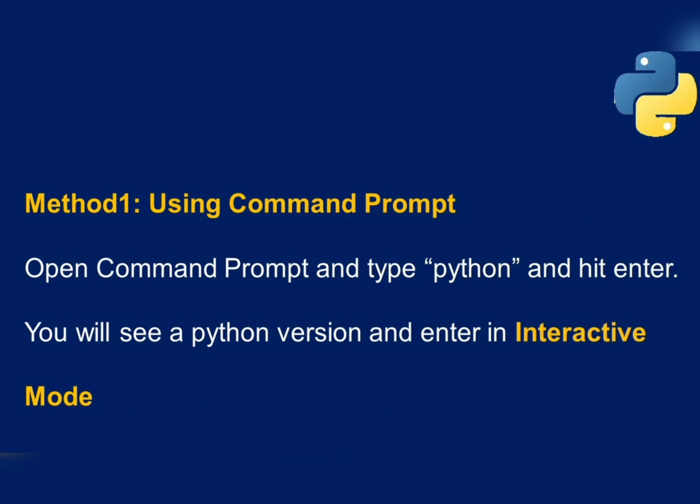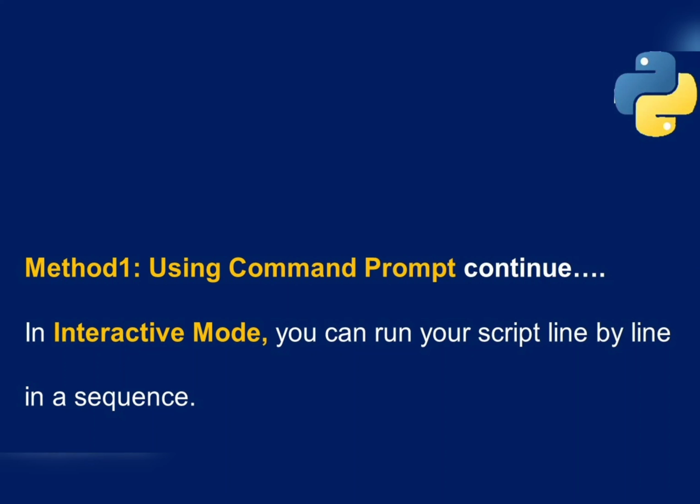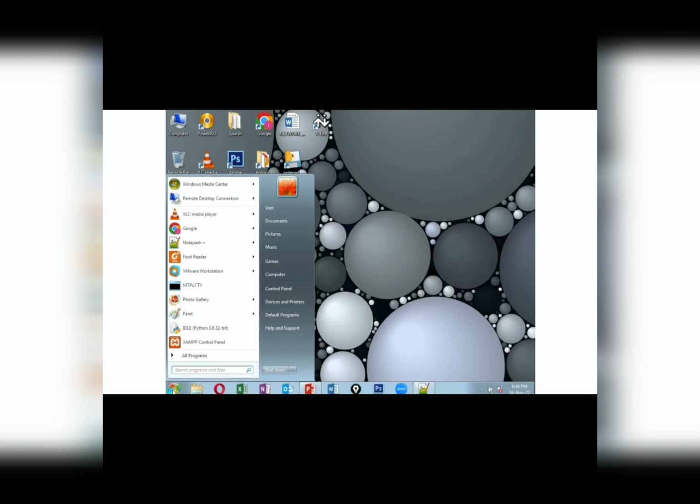So let's begin. Method 1. Using command prompt. Open command prompt and type Python and hit enter. You will see a Python version and enter interactive mode. In interactive mode, you can run your script line by line in a sequence. So let's see how it is done practically.